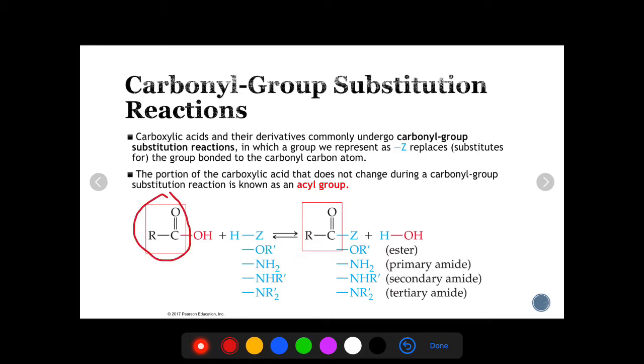What happens is the OH is removed and either the OR group comes in to form the ester, or the NH, or whichever one of these ends, comes in to form the amide. We'll look closer at these reactions later, but it's called the carbonyl group substitution reaction. And again, we can do that because of the oxygen being bonded to the carbonyl group.